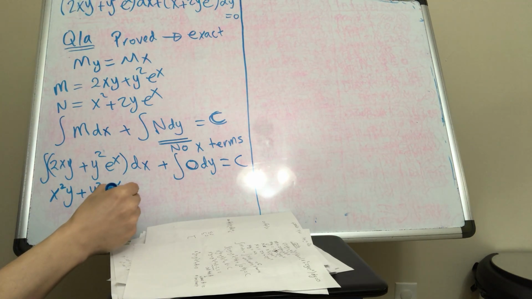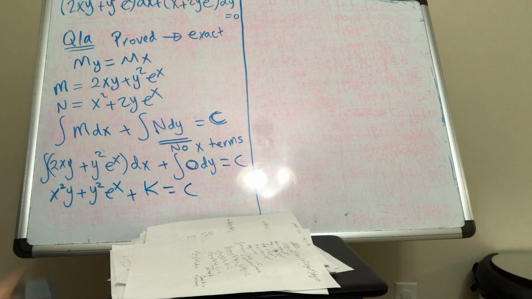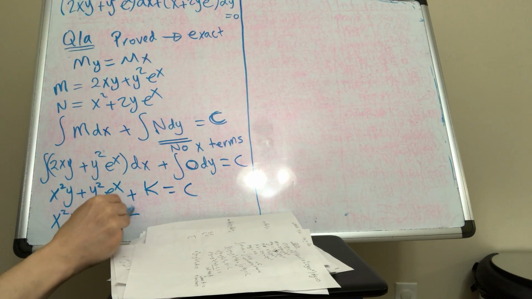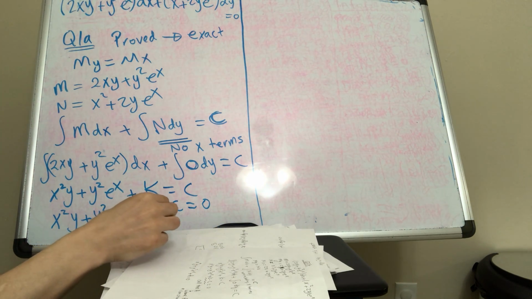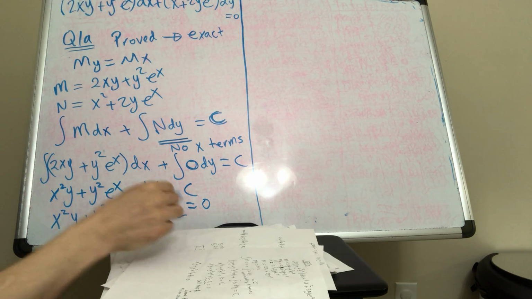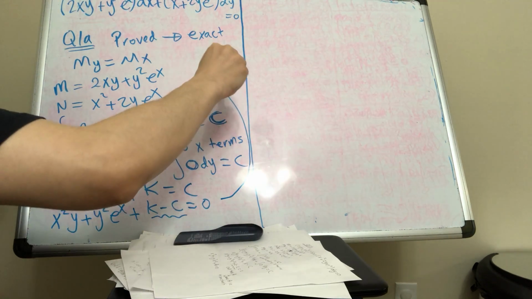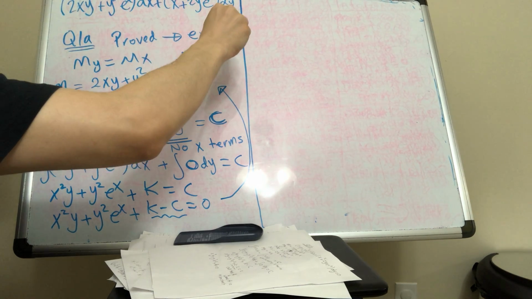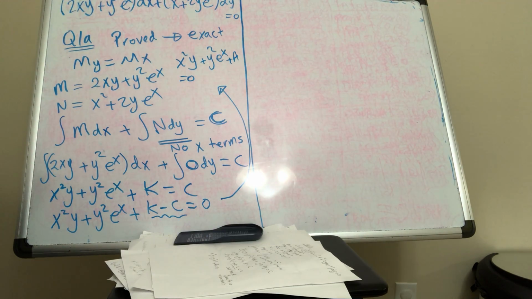Integration of 0 would be a number, so we just say k, so to distinguish this from c. You can bring the c over. K minus c equals 0. And you can say k is a constant, c is a constant, I can call it something else. I called it a, so we can say that the final answer is x squared y y squared ex plus a equals 0. Good?